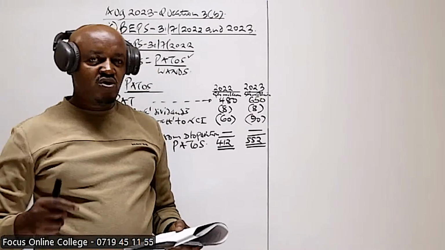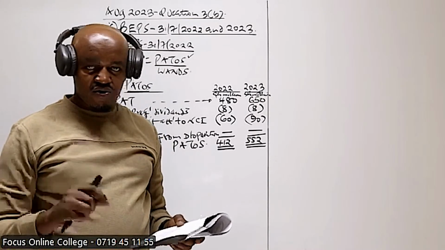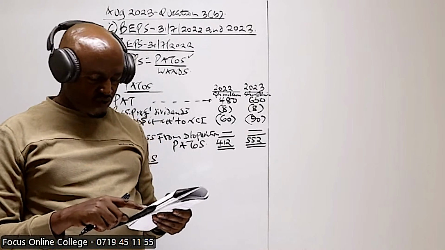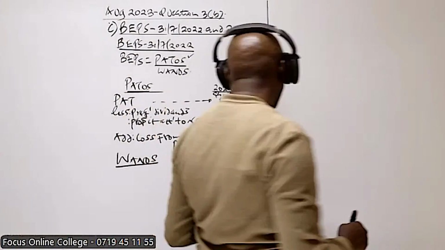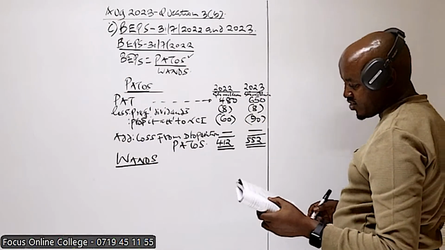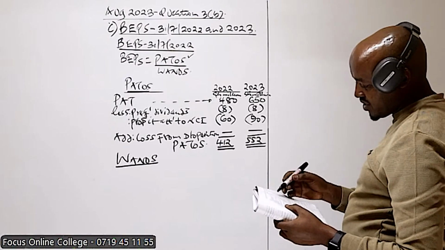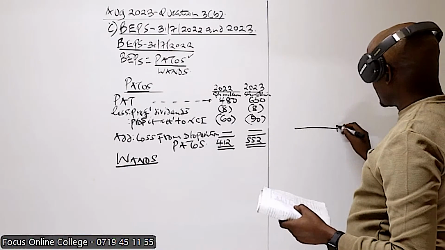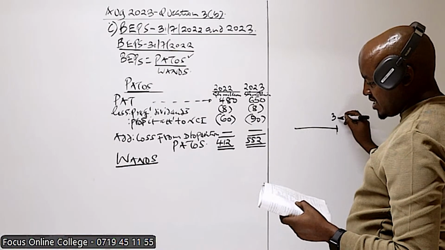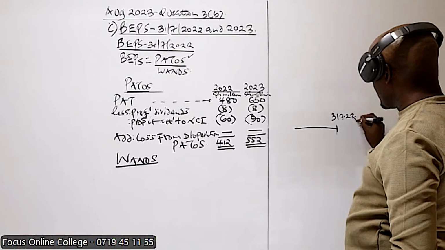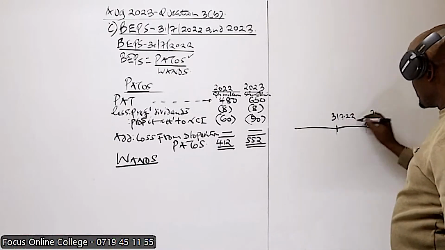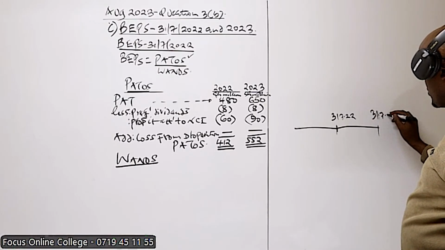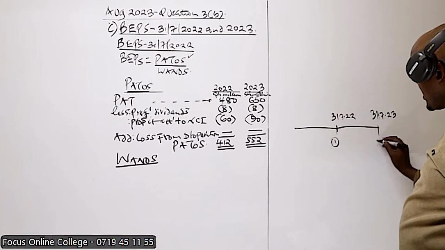So how do we compute the one-offs? We're going to compute them using the information below paragraph 2, where we have the statement of financial position. Can we go to the statement of financial position for 2022? We are given the statement of financial position for the year which ended 31st of July 2022. We have 2 years: 31st of July 2022 and 31st of July 2023. This is the first year, and the second year.